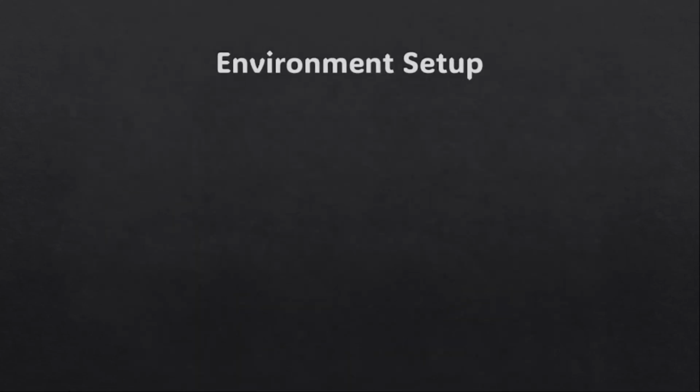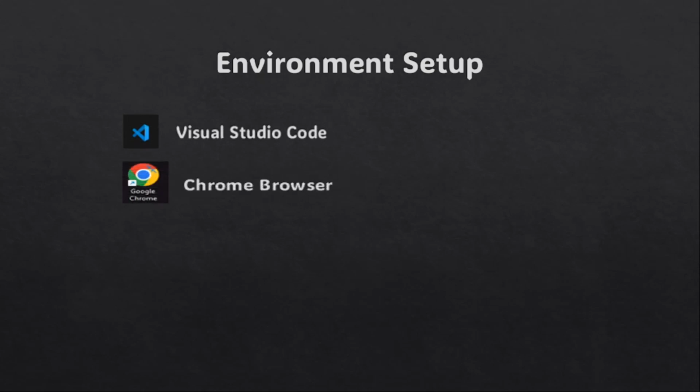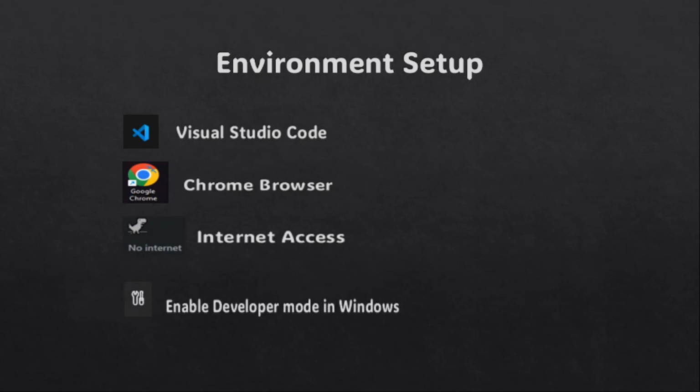Environment setup. Here are the following things you're going to need in order for you to follow along with this course: Visual Studio Code, Chrome browser, internet access, and in your Windows operating system you need to enable developer mode. This will allow you to install applications from any source without Windows preventing you.